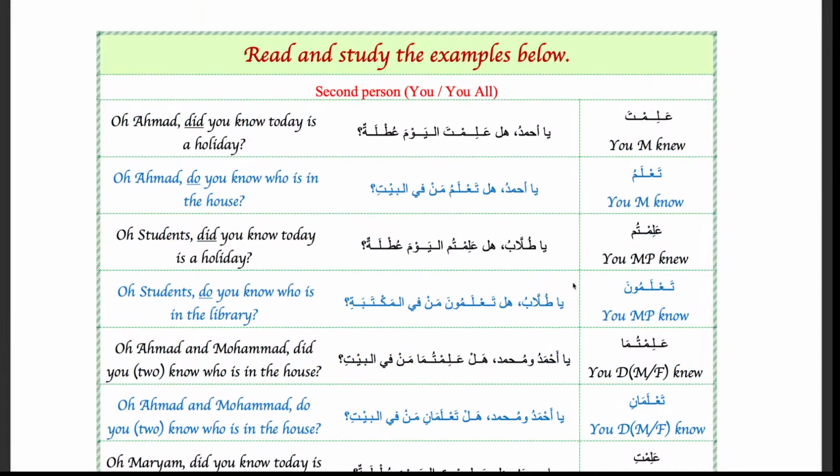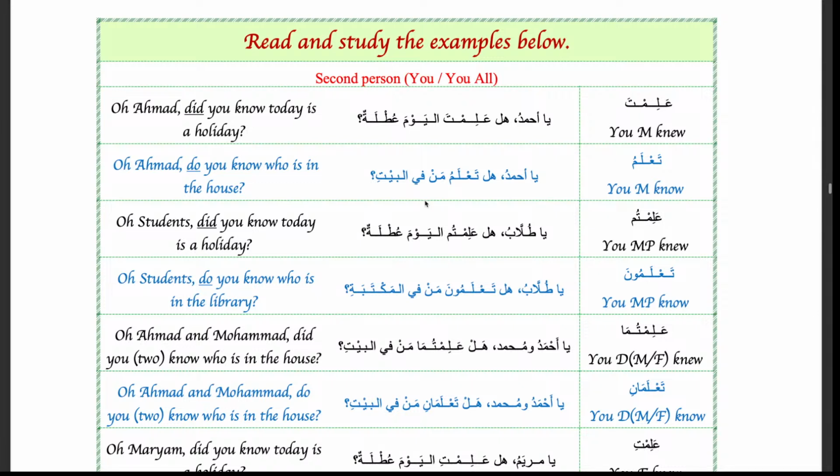Okay, some examples of the second person. I think this is where we have it. Ya Ahmad, hal alimta al-yawma 'utlah? Did you know today is a holiday? Where is it? No, that's supposed to be 'utlatan, right? Make sure you change that. Hal alimta al-yawma 'utlatan.